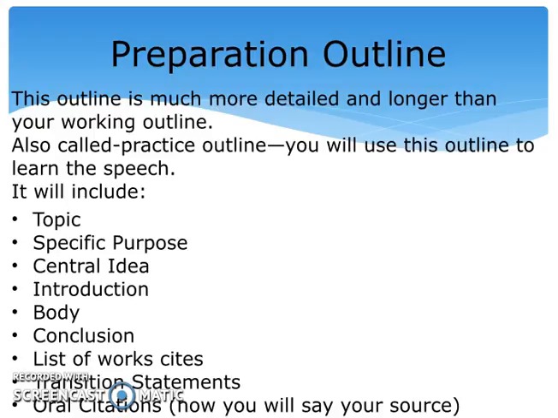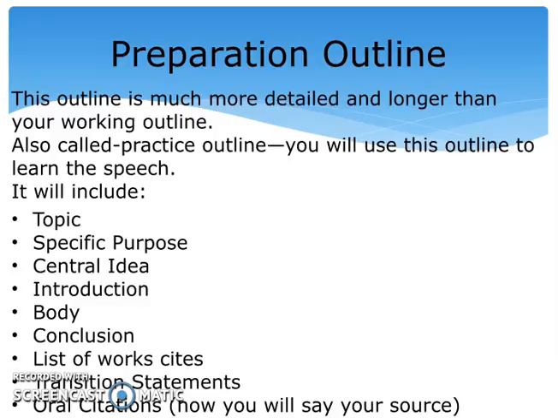Those three items will all be located at the top of your preparation outline. These first three things aren't something that you would say in a speech, right? You start off with your introduction, but those three things are important so that as you're writing your preparation outline, you can refer back to the specific purpose and central idea and make sure that you are doing what you said you were going to be doing, what you initially set out to do.